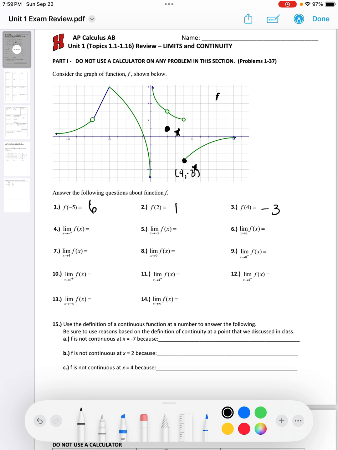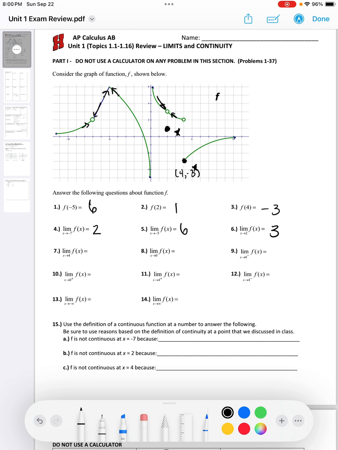Then we want the limit as we approach -7. So we're looking from the left and from the right as we get closer and closer to -7, and we have a y value of 2. Once we get to -5, left and right comparisons, those are both going to end up being 6. At 2, we're coming from the left and from the right, and we are getting closer and closer to 3.